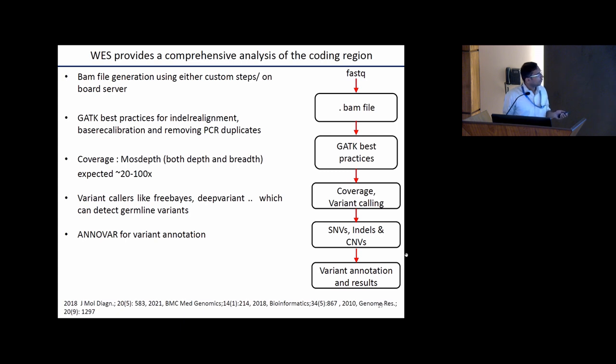Once that is done, coverage calculation is performed. Here you have to calculate two types of coverage, the depth and the breadth, and the expected depth is somewhere greater than 20x, right? And we use variant callers like FreeBayes and DeepVariant, and these variant callers need to be special in that they should be able to detect germline variants, right? And these variants are then annotated using ANNOVAR.